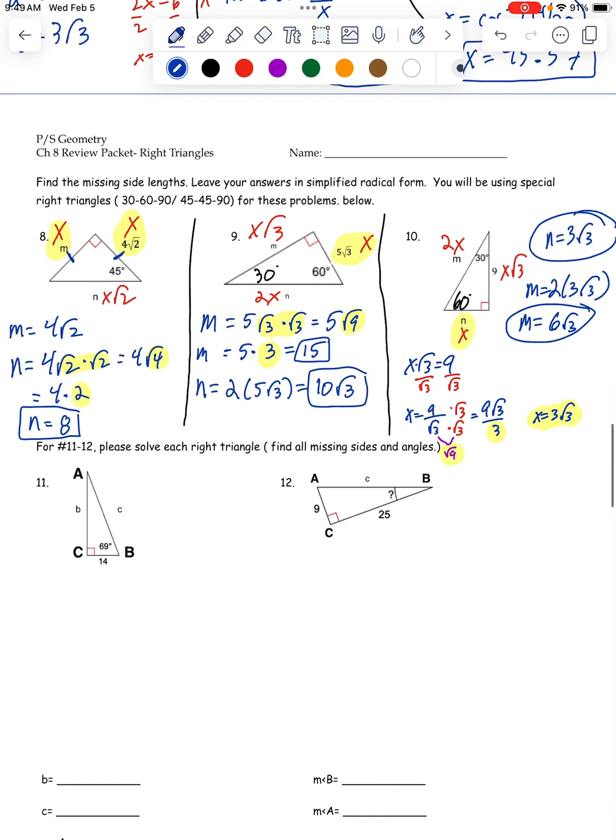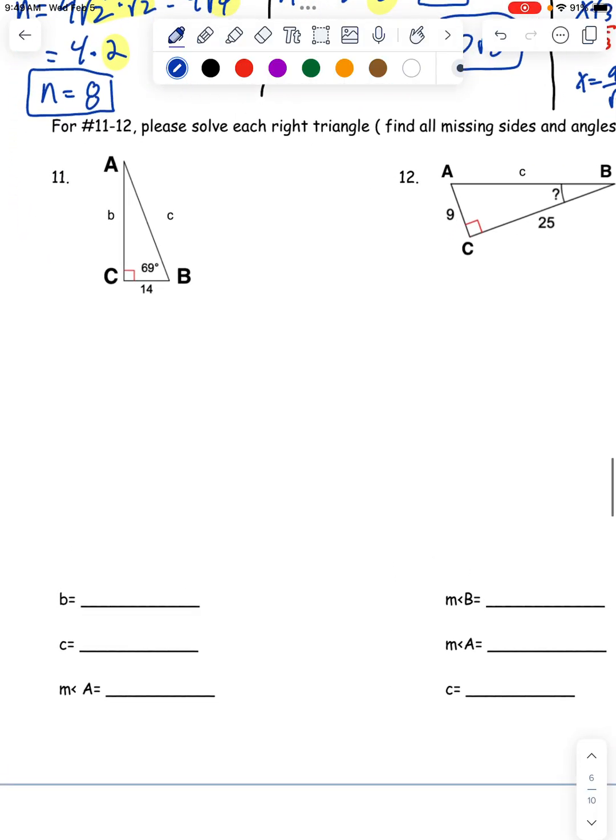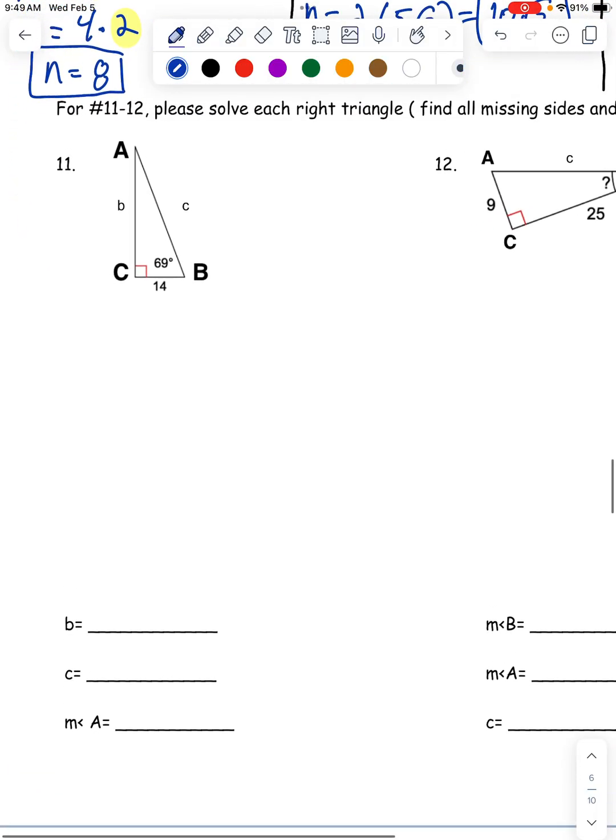All right. There we go. Let's try number 11. 11 and 12, we need to solve the right triangle, which means we need to find all the missing sides and all the missing angles. So, all right, with that in mind, I have this angle B is 69 degrees. So I'm going to use that as my reference angle here. Call that my opposite side. This is my hypotenuse, and the 14 is my adjacent.